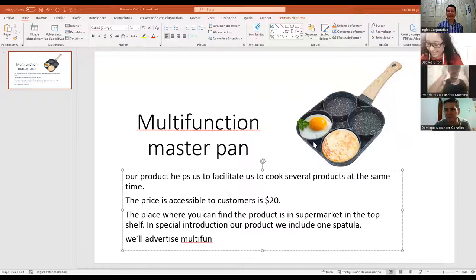Okay, perfect. Good evening, everyone. We got a specific brand to make an important launch of the market. The name is Multifunctional Master Brand. It's like a one-in-all product that helps facilitate us to cook several products at the same time. The price is accessible to customers, $20. Is to reach, how do you say, the old people.